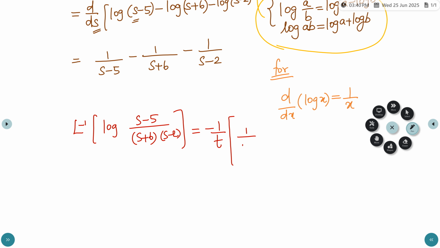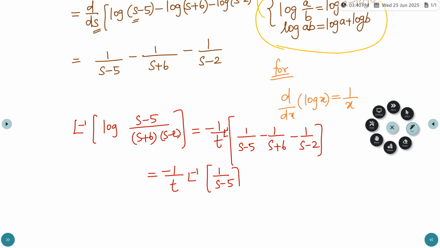What is our obtained answer? 1 by s minus 5, 1 by s plus 6, and then 1 by s minus 2. In front we have to apply L inverse. Then, minus 1 by t, L inverse of 1 by s minus 5, because L inverse is common for all the terms. So L inverse of 1 by s minus 5, L inverse of 1 by s plus 6, then L inverse of 1 by s minus 2.